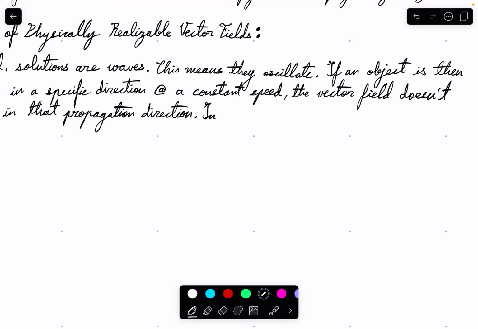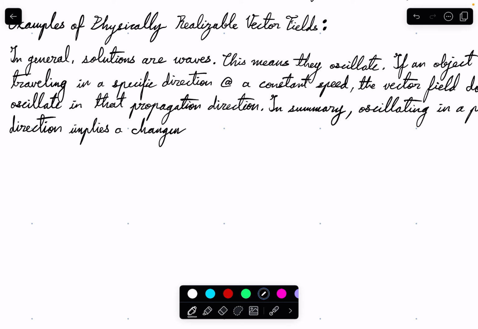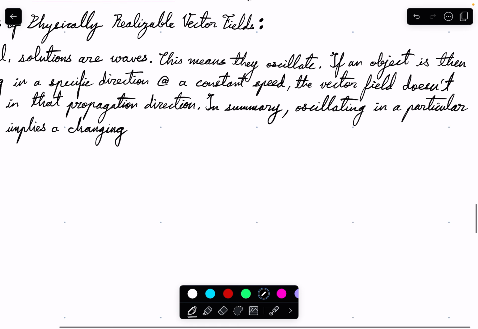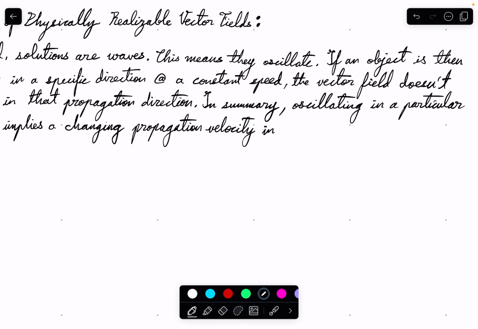So, in summary, oscillating in a particular direction implies a changing propagation velocity in that direction.